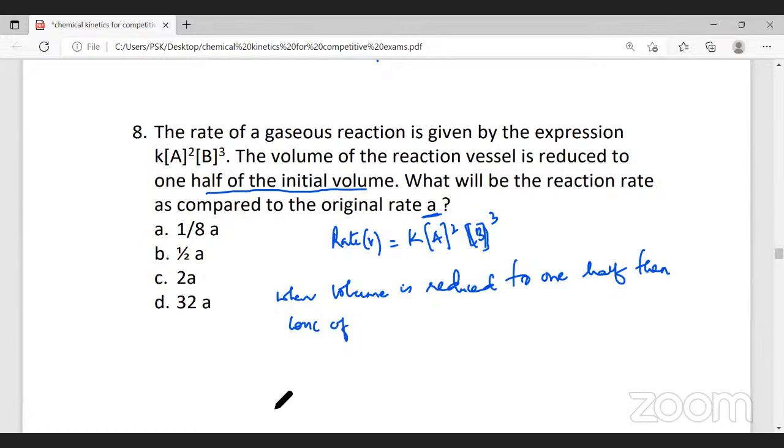The volume is reduced, therefore the concentration will be doubled. The original rate they have given as A. Now, once the volume is reduced, what happens to the rate? This is the final rate. In order to write the final rate, we can write K. The concentration of A is doubled, so it will be 2 times.